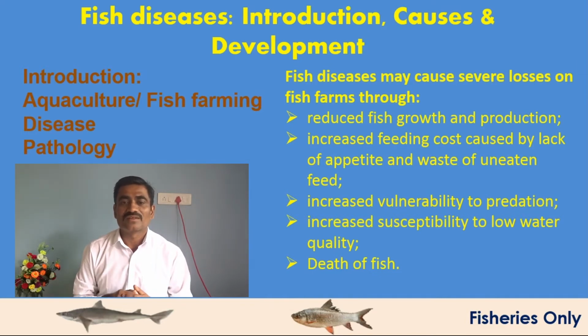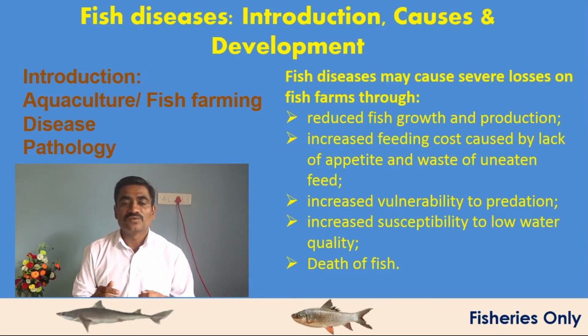That's why more expenditure goes on the feed. There is also increased vulnerability to predation. The diseased fish is more susceptible and vulnerable to predation by other predators, as its activity is sluggish and not proper, and that's why it is more vulnerable to the predators. The predators can catch it and the fish will lose its life.